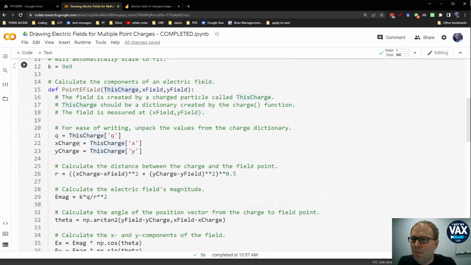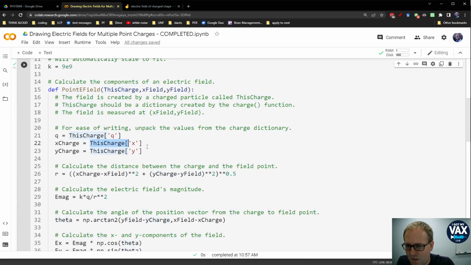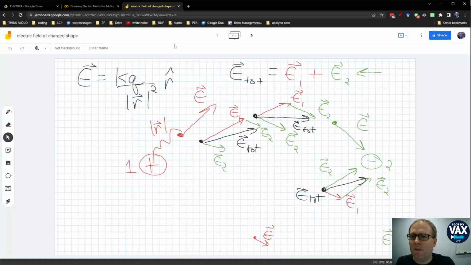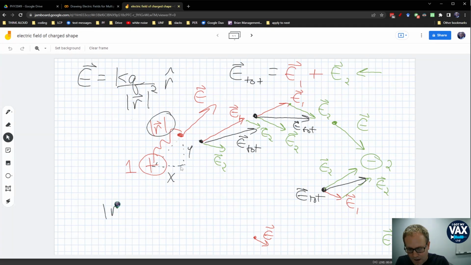And so when we do this, we're going to unpack this, call it Q, X charge, and Y charge, just for ease of writing rather than having to write this charge of X every single time. Then we're going to come down here and calculate the distance between the charge and the field point. So this is this R vector that goes in here. We're getting its magnitude using the Pythagorean theorem. We're taking basically this X value going across here. We're taking this Y value going up here, and we're getting this center to center distance for the magnitude of R as just square root x squared plus y squared.